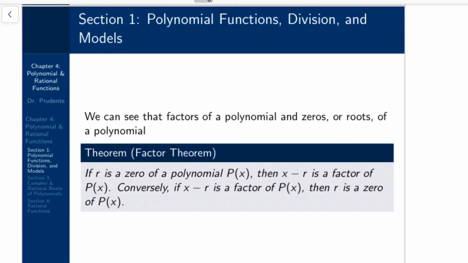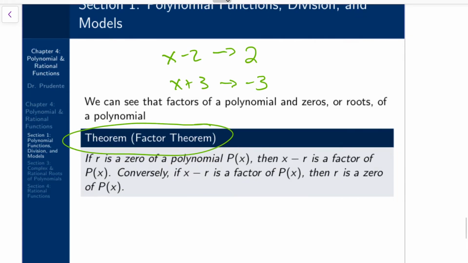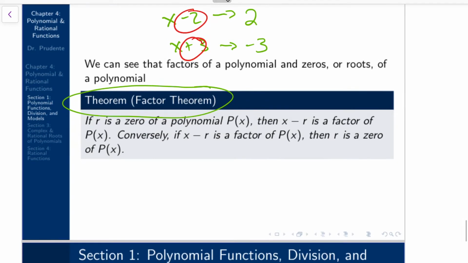One thing we want to be aware of is this theorem called the factor theorem. When we dealt with synthetic division, we said if I had something like x minus 2, I want to think about the number 2. Or if I had something like x plus 3, I want to think about a negative 3. So the question is, why are we switching these signs? And the answer is in our factor theorem. What this says is, if, for example, negative 3 is a 0 or a root, the factor that corresponds to it is going to be x minus negative 3, or x plus 3.